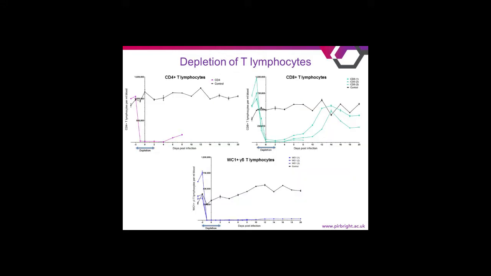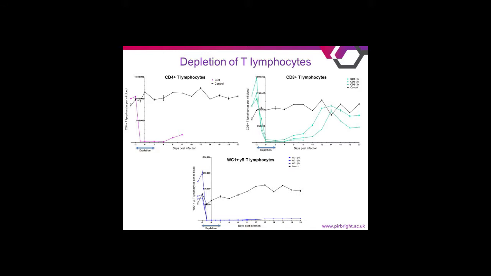So when we look at this over the course of infection, you can see in the left-hand top panel the number of CD4 positive T lymphocytes per ml of blood. The right-hand panel is the CD8 T cells, and the bottom panel is the WC1 positive gamma delta T cells. Compared to the control, which is the black line that stays quite stable throughout the course of infection, you can see that the depletion happens quite nicely, and the depletion is between -2 to 2 days post-infection, where we have these injections of monoclonal antibodies.